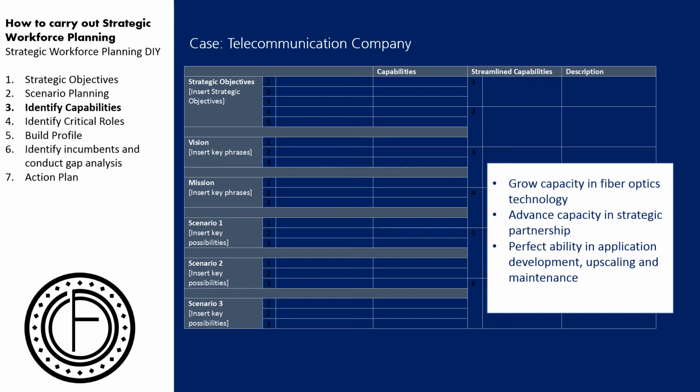So once we are done with this, you want to also identify where in the organization you will find these capabilities. So the next thing we'll be discussing will be identifying critical roles within the organization.